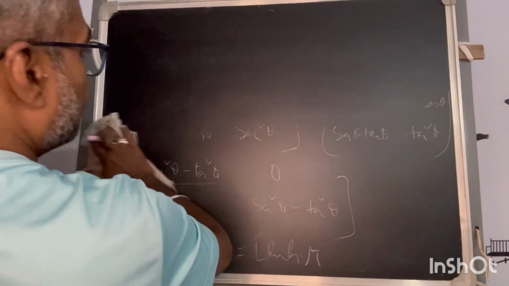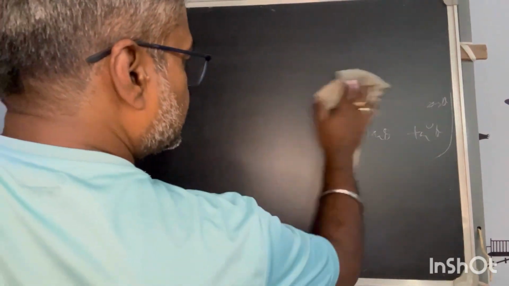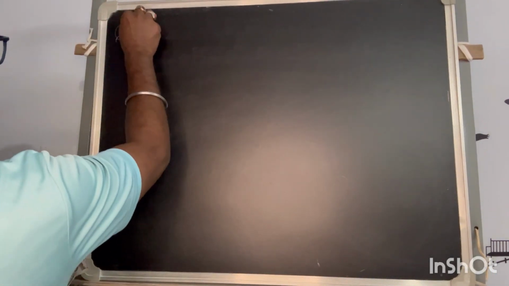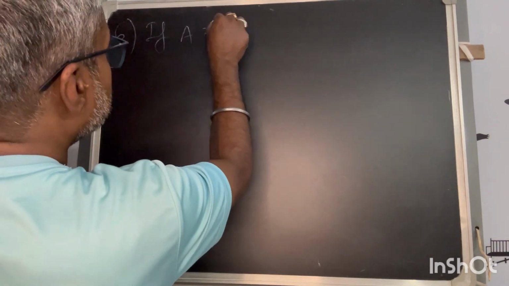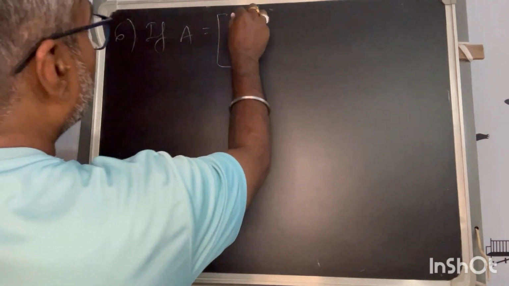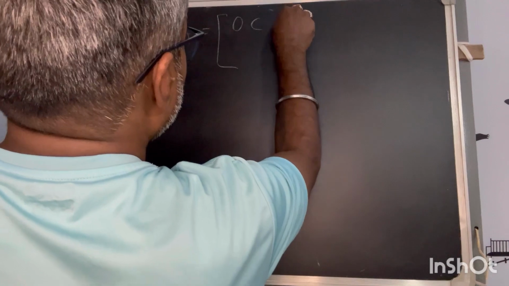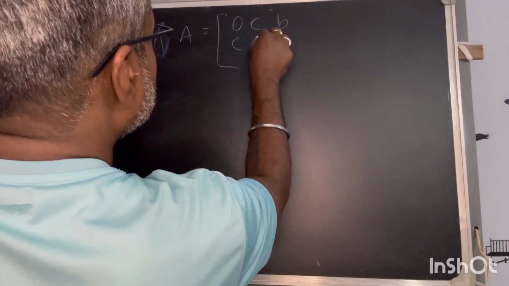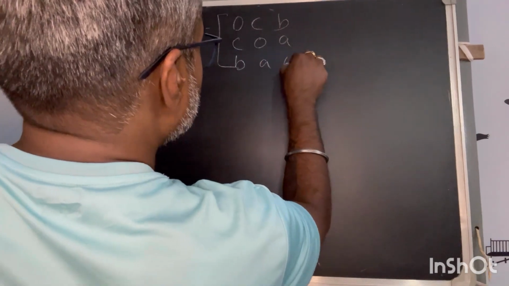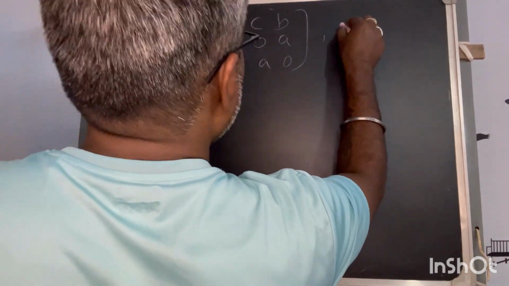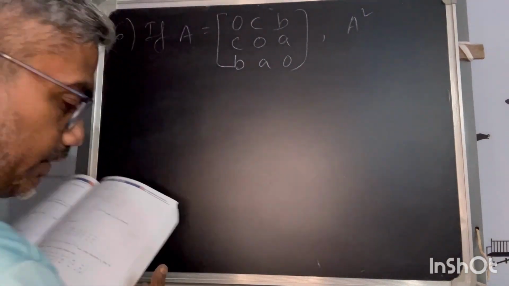This will be the sixth problem. Sixth problem. Okay. If A is given as the matrix with rows 0 C B, C 0 A, B A 0, then find A square. You have to find A square.